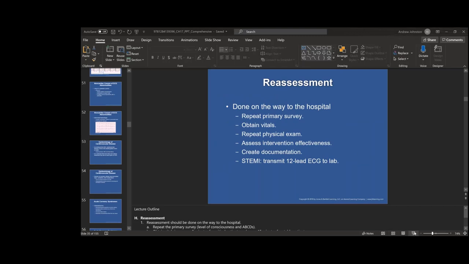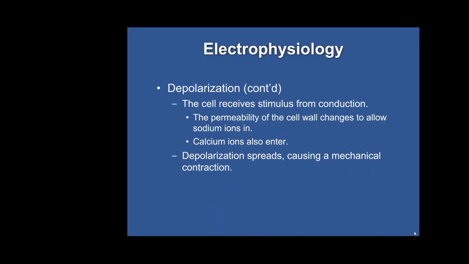Mag sulfate, we say electrolyte, tocolytic. It's also a smooth muscle relaxant, right? So it works very well in a lot of different circumstances. If you go back to your mag sulfate drug profile, the indications, there's a bunch of indications there. Some of them were directly related to just the smooth muscle relaxation properties of it.